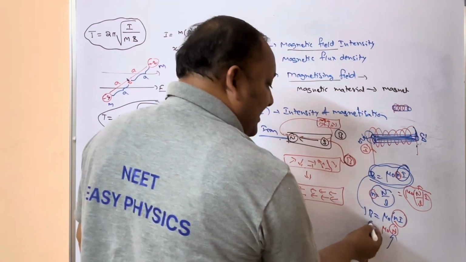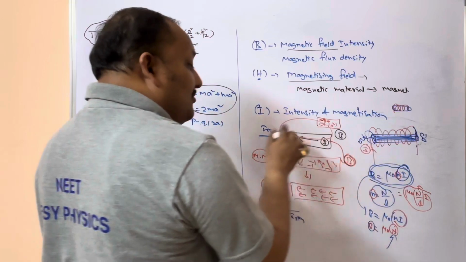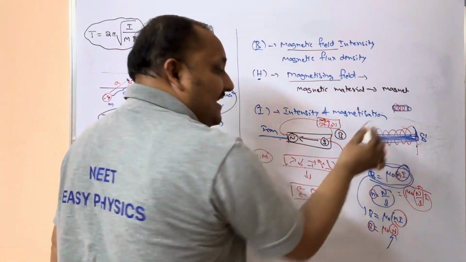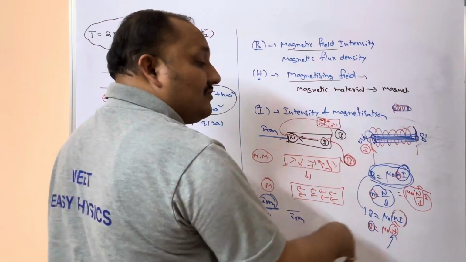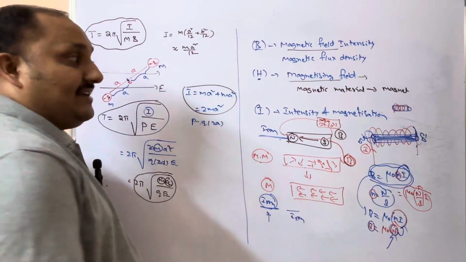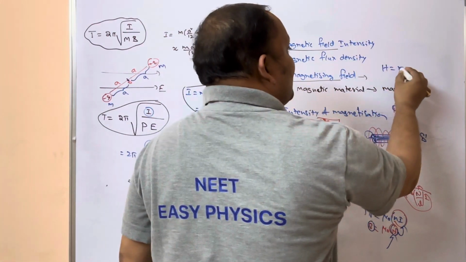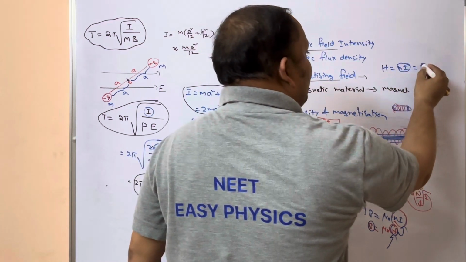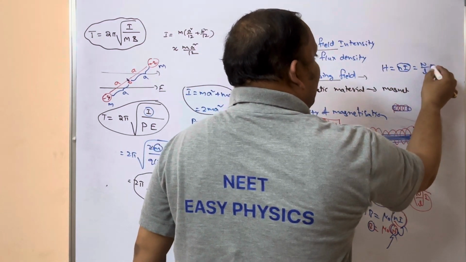So already one magnetic field is there. Now if you place a magnetic material inside the solenoid, that magnetic material is going to become a magnet. This H we are calling the magnetizing field. Therefore, the magnetizing field is nI. If you use this formula, you are going to get the answer.